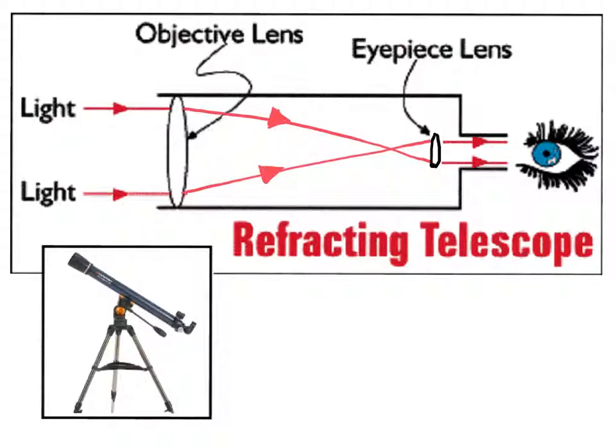The limiting factor with refracting telescopes is that this objective lens has to be very, very large, and the amount of magnification that can happen all depends on how large this objective lens is.